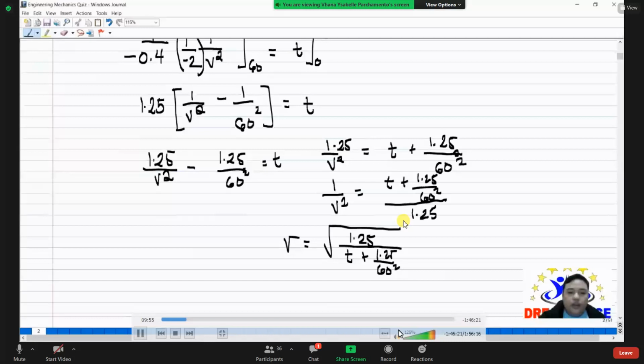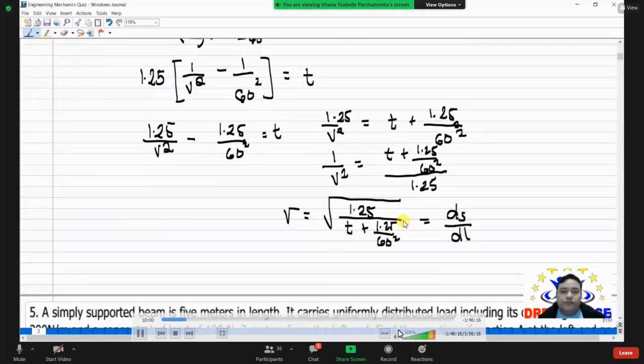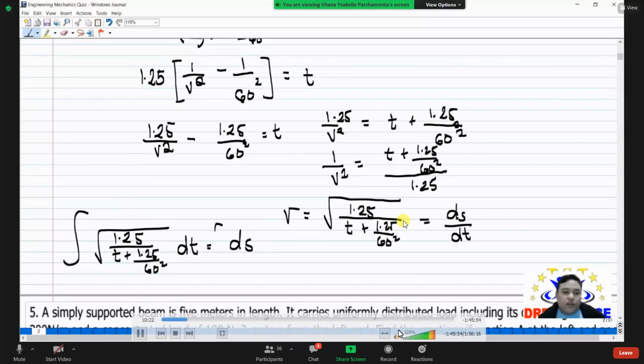Yan yung ilalagay natin dito sa ating ds over dt, kasi V is equal to ds over dt. And by variable separable, so this will become square root of 1.25 all over t plus 1.25 over 60 squared dt is equal to ds. So integrating both sides, so this will become from at t equal to 0, nasa initial position pa lang siya. So that is s equal to 0. So at t equal to 4, ano kaya yung s?